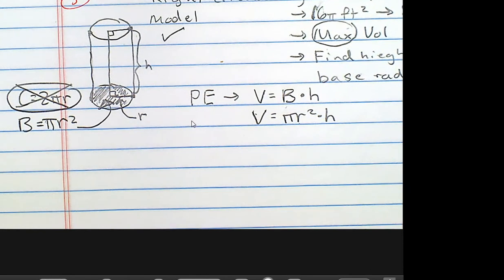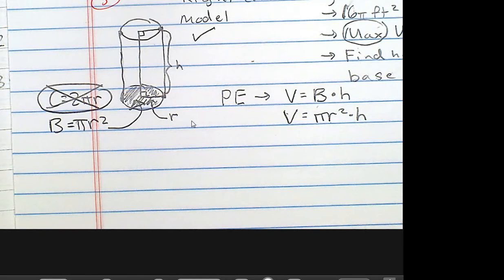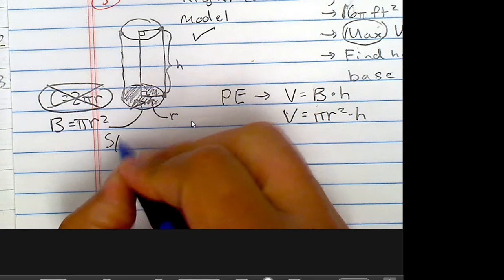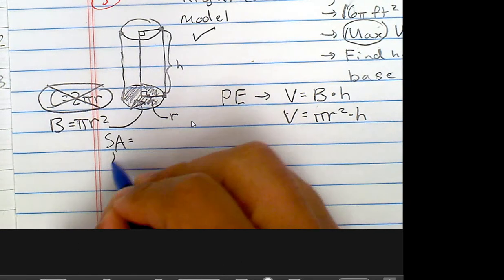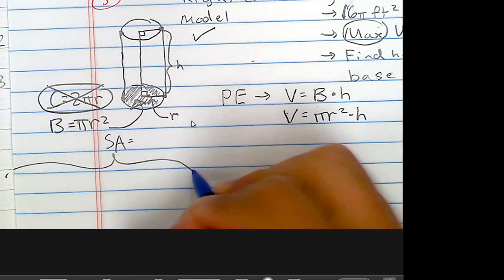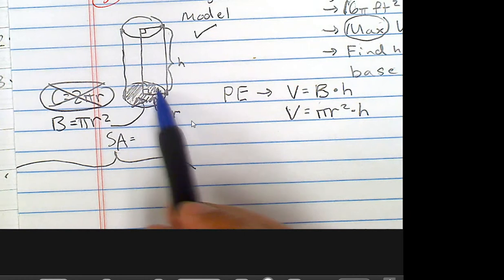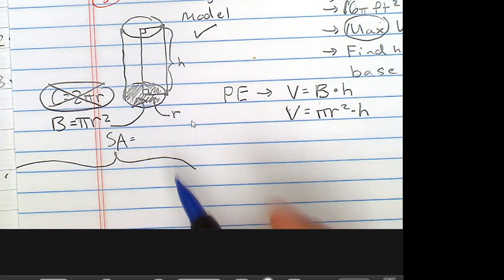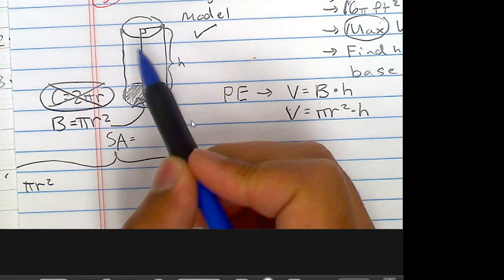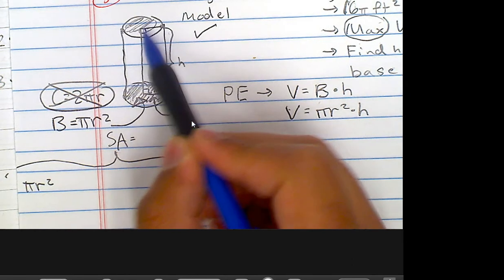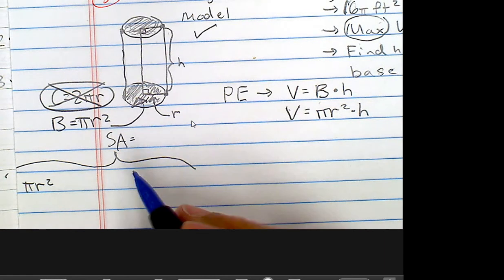Now, the tricky part here is finding the surface area. So the surface area is going to be equal to, let's break it down into its parts. What is our surface area? What's the area of this right here? That would be pi r squared. That's the area of a circle. Do I have to include this area? Yes, because it's with a top. So plus pi r squared.